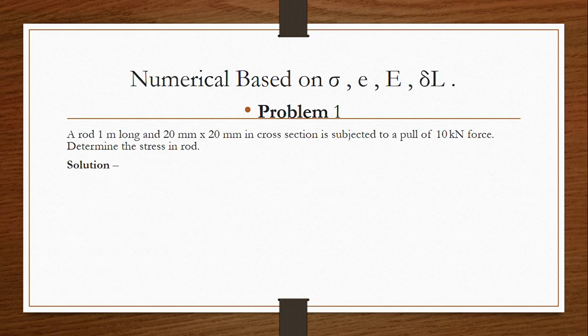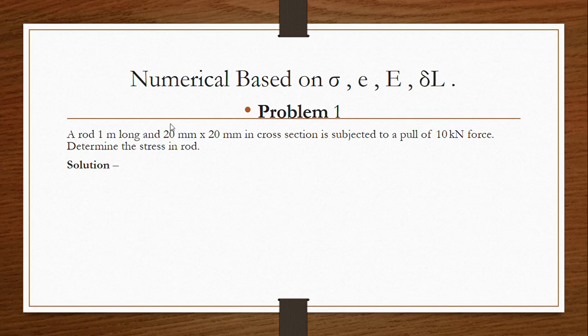Before solving the numericals, sigma means your stress, small e means strain, capital E is Young's modulus, and delta L means change in length. So we will start the first numerical. A rod 1 meter long and 20 mm into 20 mm in cross section is subjected to a pull force of 10 kilonewton.